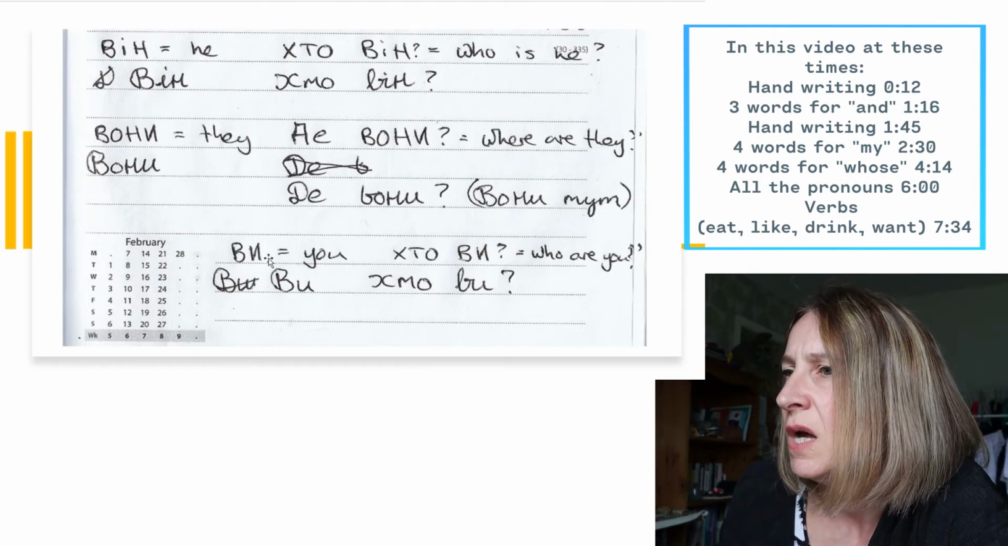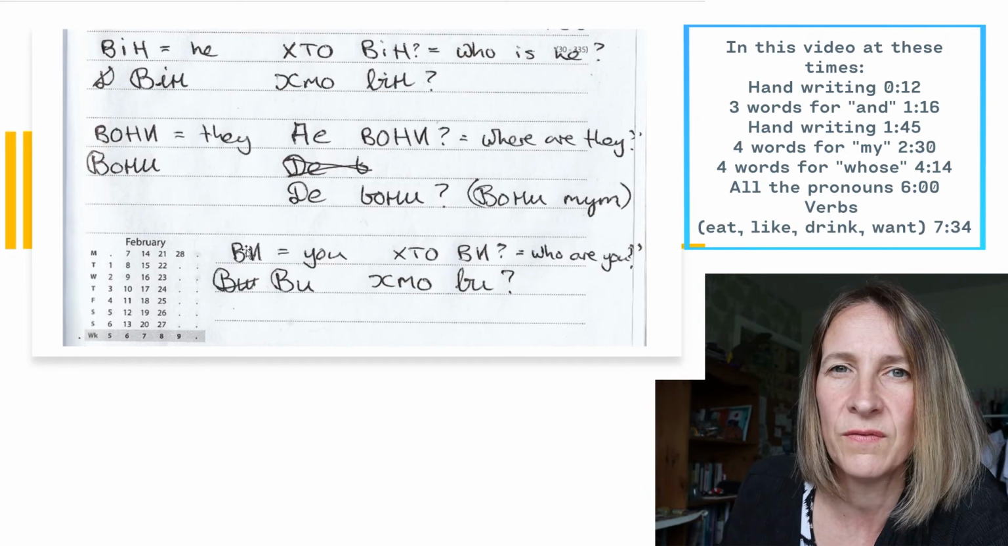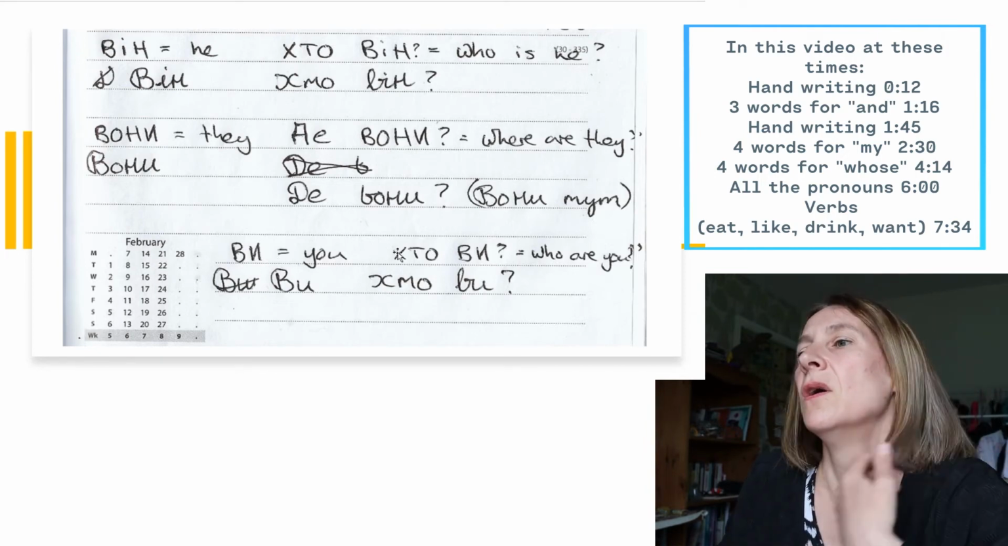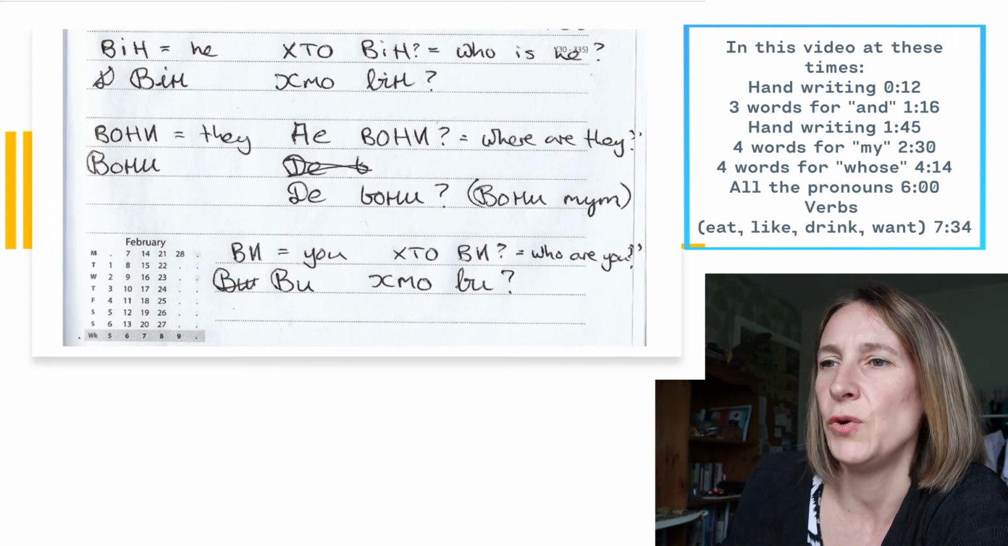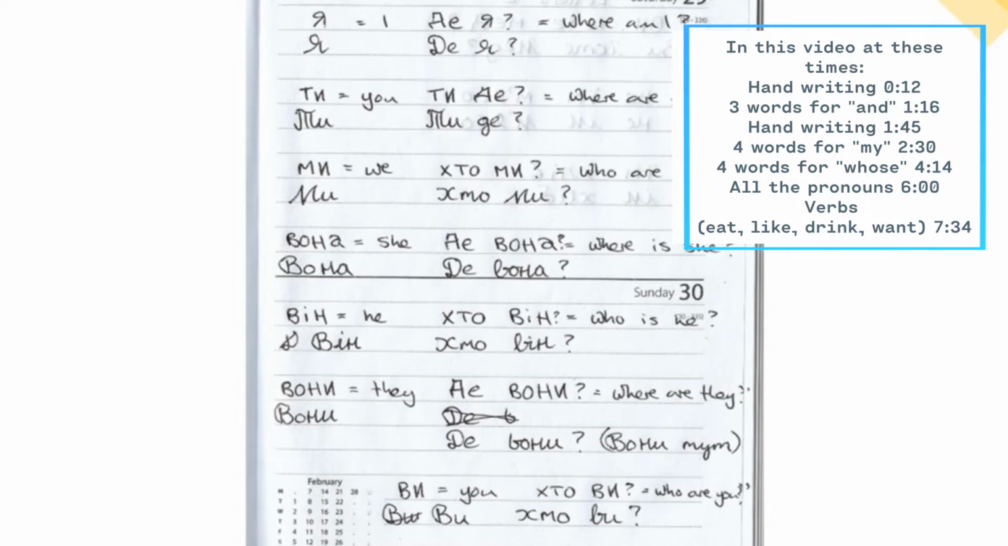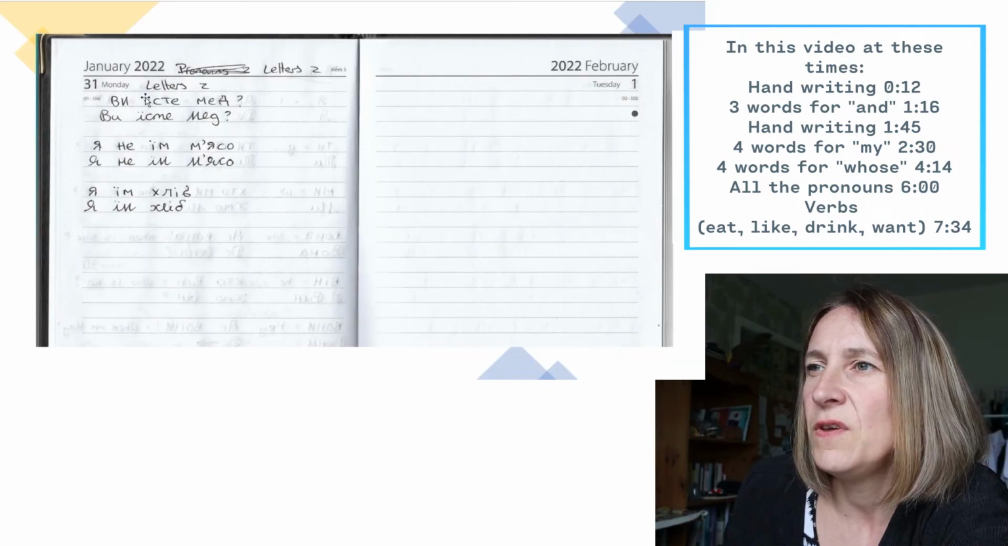Have we got any more? Oh yeah, we got another word for you. We had ti and we've also got vi. So kto vi, who are you? Right, so those are my collection of pronouns. You can see them all here. We've got a few verbs.